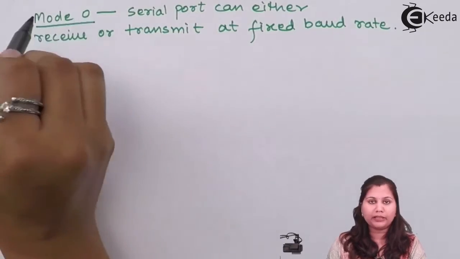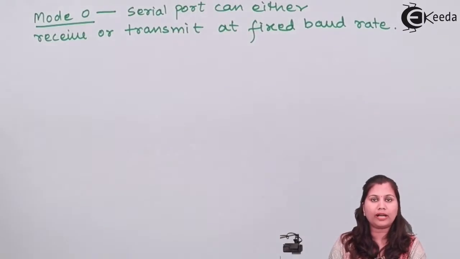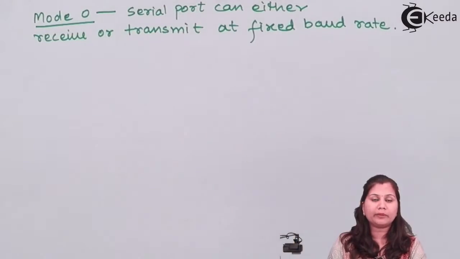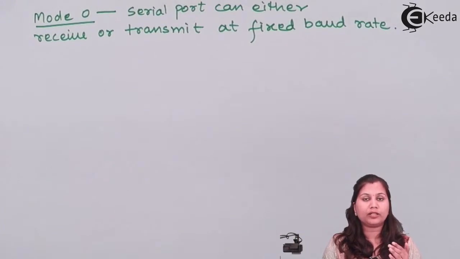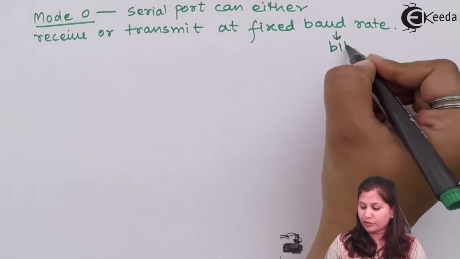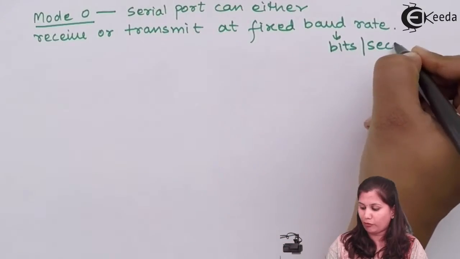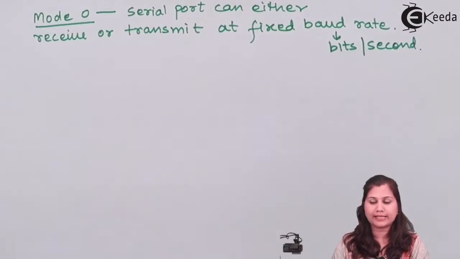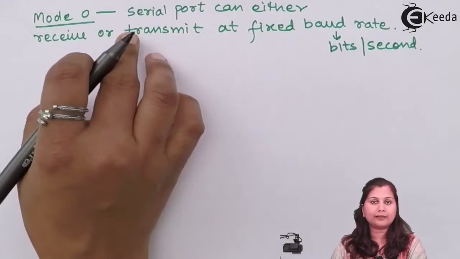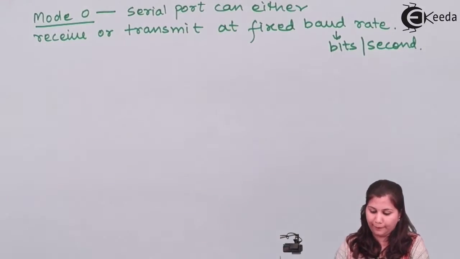If the timers are operating in mode 0, then the serial ports can either receive or transmit the data at fixed baud rate. Baud rate means the bits which are transferred per second. Okay, so baud rate is the rate at which the bits are transmitted. So how many bits are transmitted per second, that will be the baud rate. So at fixed baud rate, the serial ports can either receive or transmit the data.